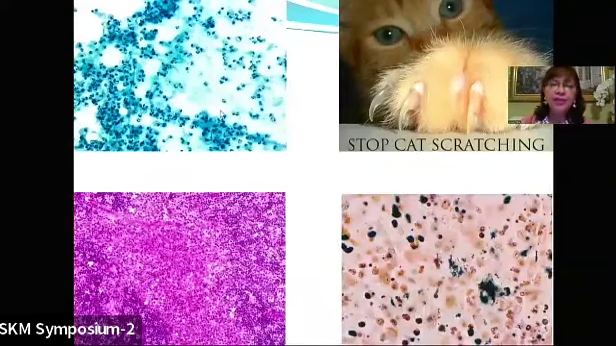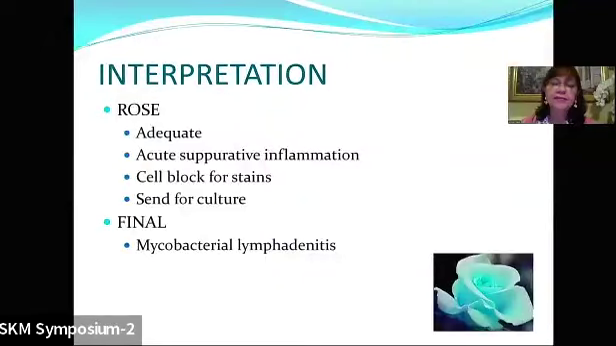This is to show some aspirates from a lymph node with cat scratch disease. There's acute inflammation, these stellate necrosis. And if you do a Warthin-Starry stain, you can identify the Bartonella organisms. So our interpretation at the time of ROSE was it was adequate. We saw acute suppurative inflammation, and we took cell block for stains, and then we also sent aspirates for culture. The final diagnosis, particularly after the phone call, and we did the mycobacterial stain, was mycobacterial lymphadenitis.